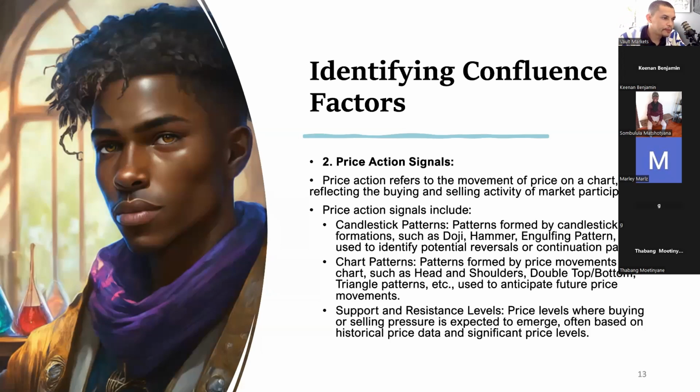Okay, so also price action refers to the movements of price on a chart, reflecting the buying and selling activity of market participants. So price action signals may include candlestick patterns formed by candlestick formations such as dojis, hammers, engulfing patterns, and so forth, used to identify potential reversals or continuation patterns. Chart patterns are also formed by price movements on a chart, such as head and shoulders, double tops, double bottoms, triangles, trend lines. We also discussed it in our past sessions.